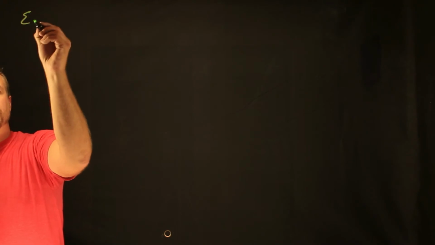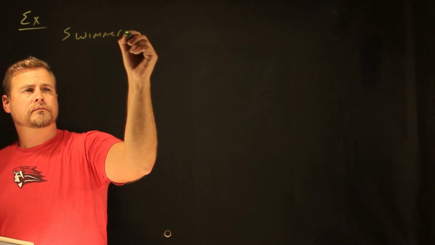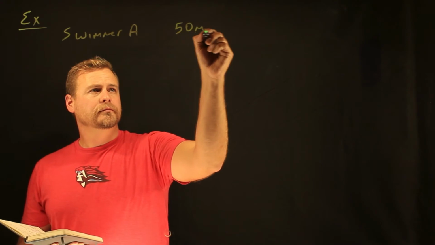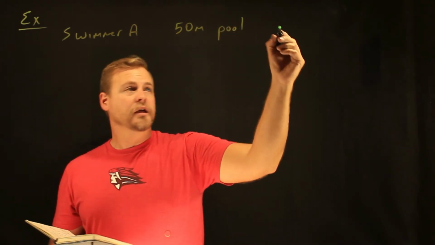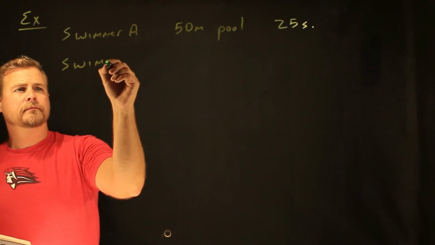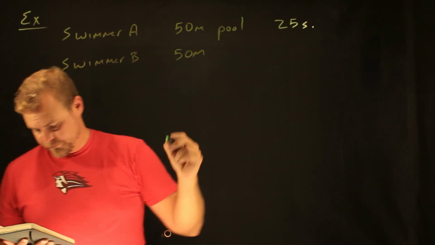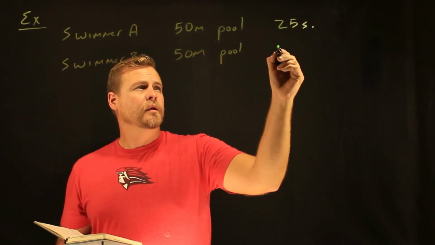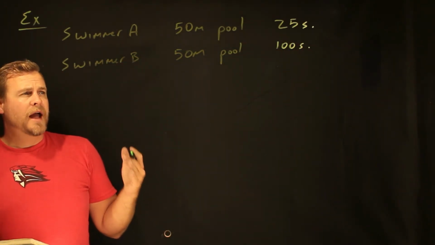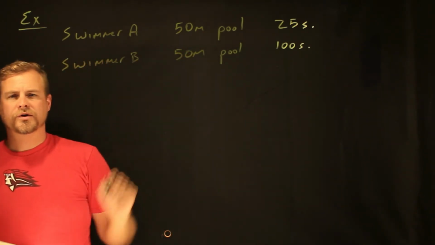Okay, let's do a couple examples. Swimmer A goes across a 50-meter pool in 25 seconds. Swimmer B goes across that same 50-meter pool in 100 seconds. What is their average speed? I can only say speed because I don't know which direction they're swimming.